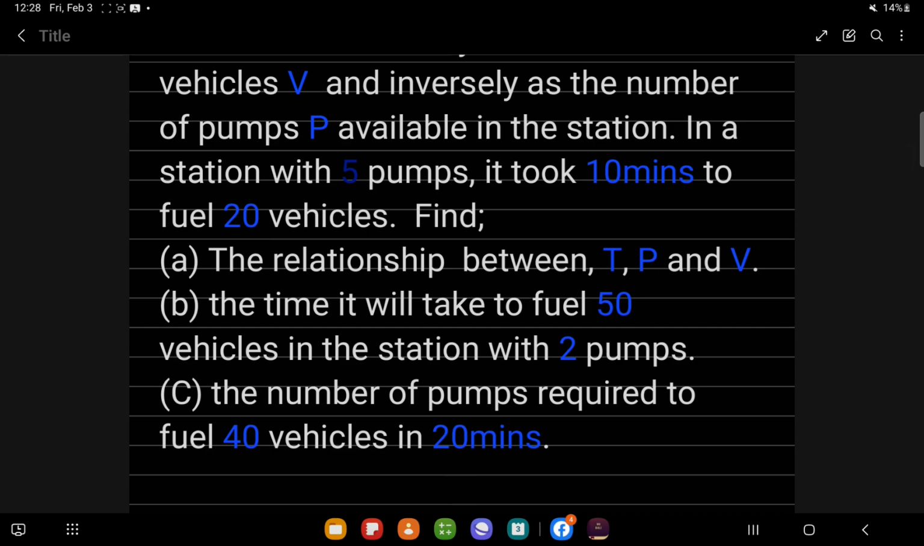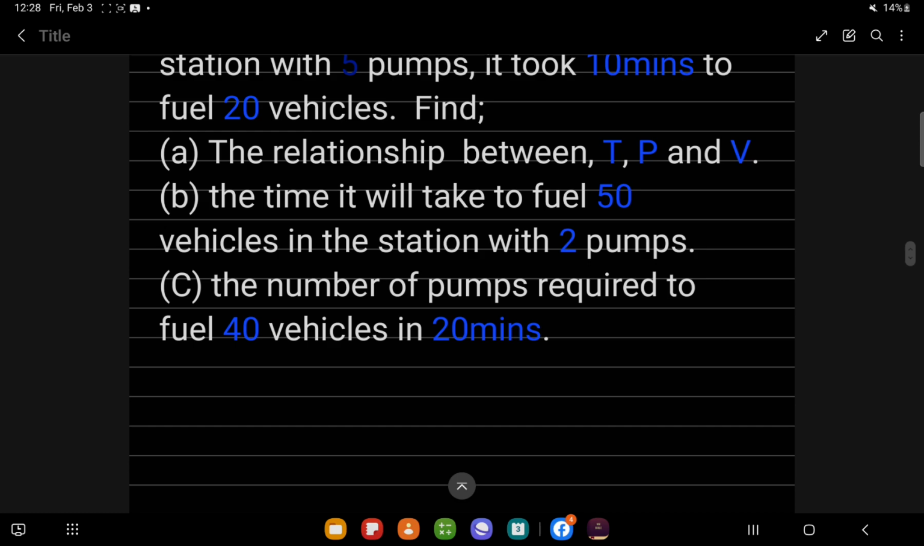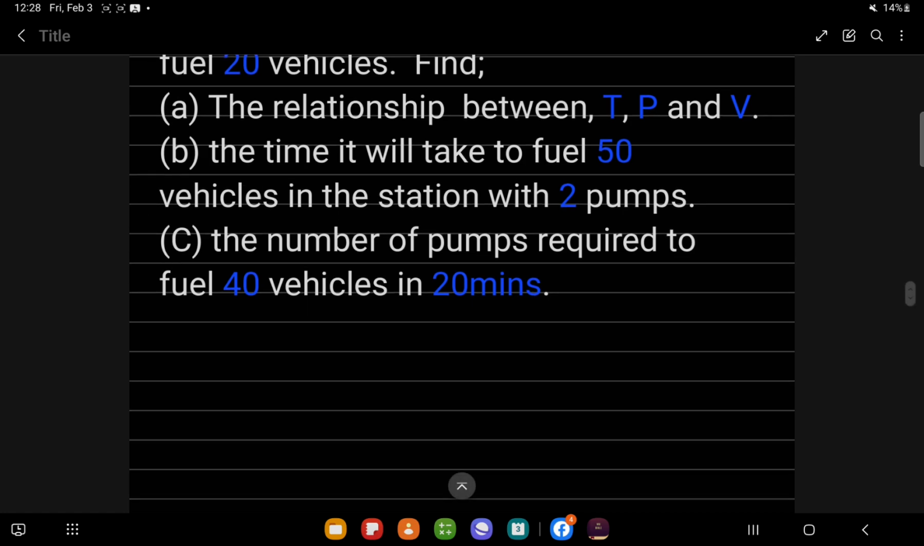In a station with 5 pumps, it took 10 minutes to fuel 20 vehicles. Find A, the relationship between T, P and V, B, the time it will take to fuel 50 vehicles in the same station with 2 pumps. Then C, the number of pumps required to fuel 40 vehicles in 20 minutes. Very important question, very simple question. So let's go over and solve the question.